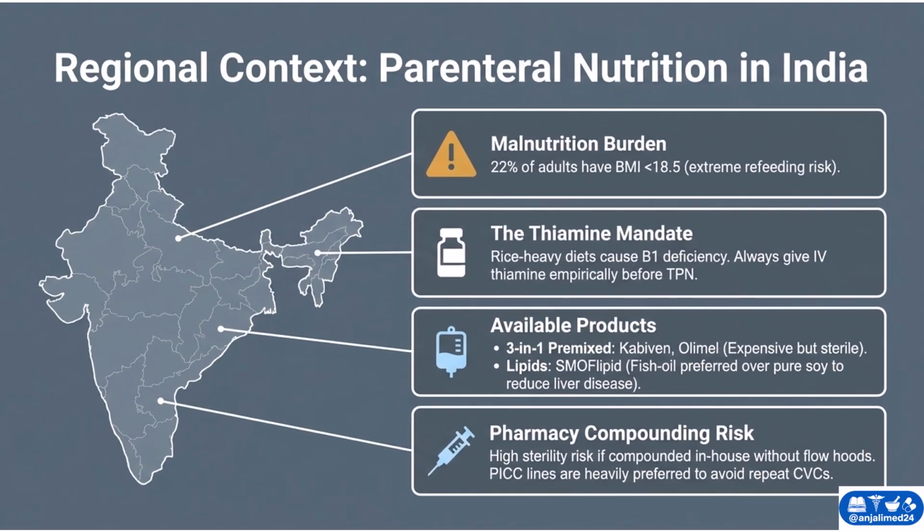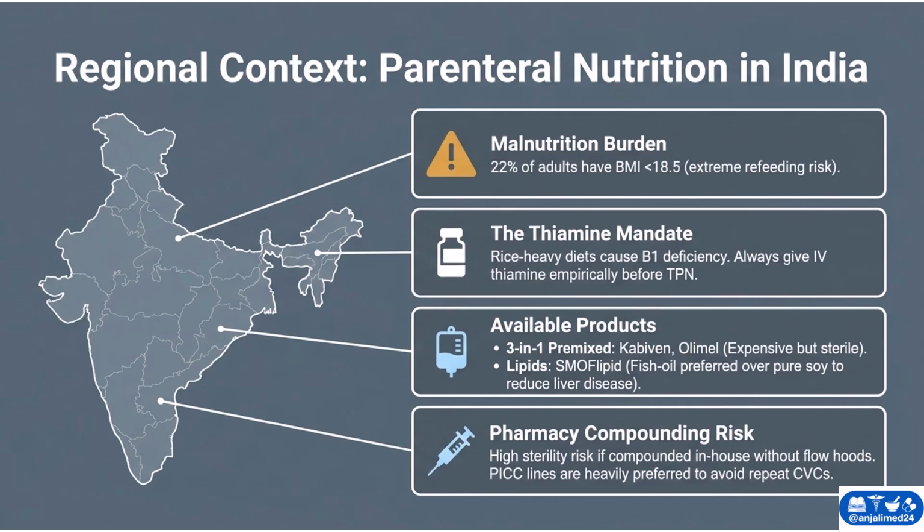Let's conclude with the Indian perspective on parenteral nutrition. India has a high burden of malnutrition, making many patients vulnerable to refeeding syndrome. Therefore, careful nutritional assessment is essential before initiating the TPN. Because thiamine deficiency is common, especially in patients with poor nutritional status, IV thiamine should be administered before starting the parenteral nutrition whenever refeeding risk is suspected.